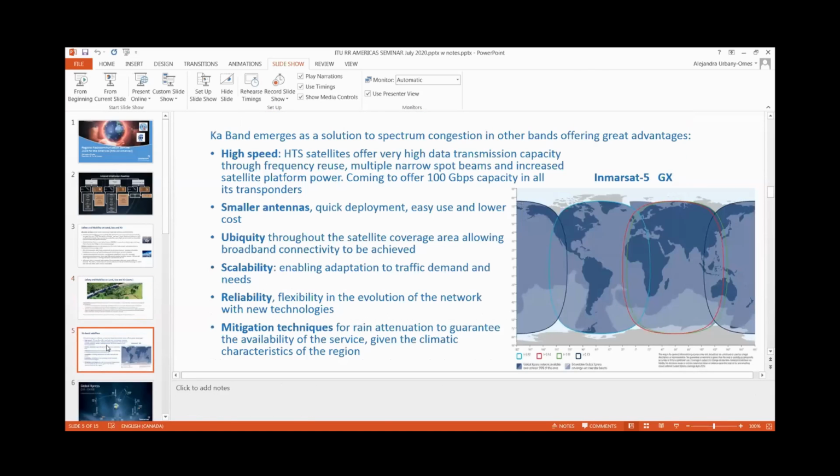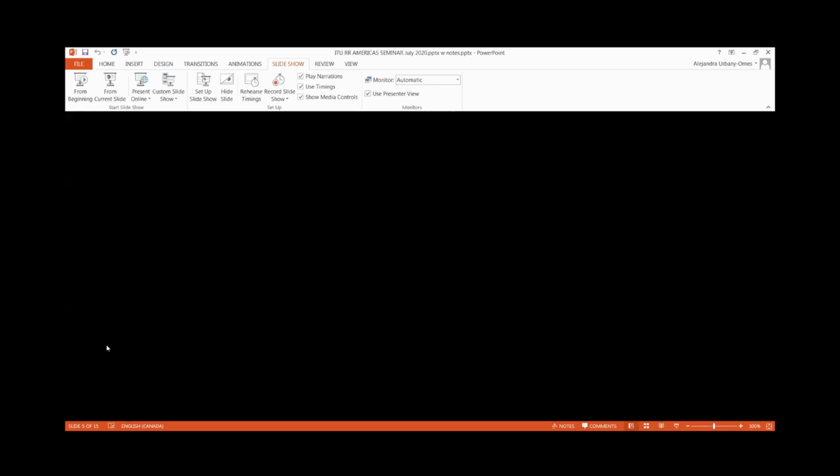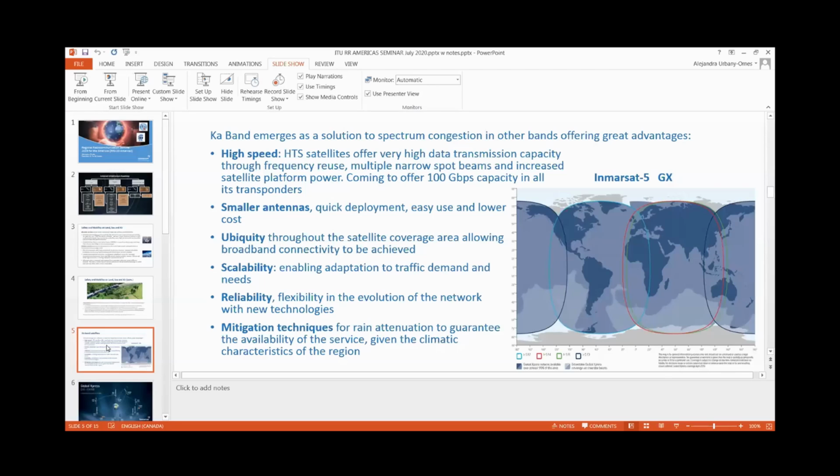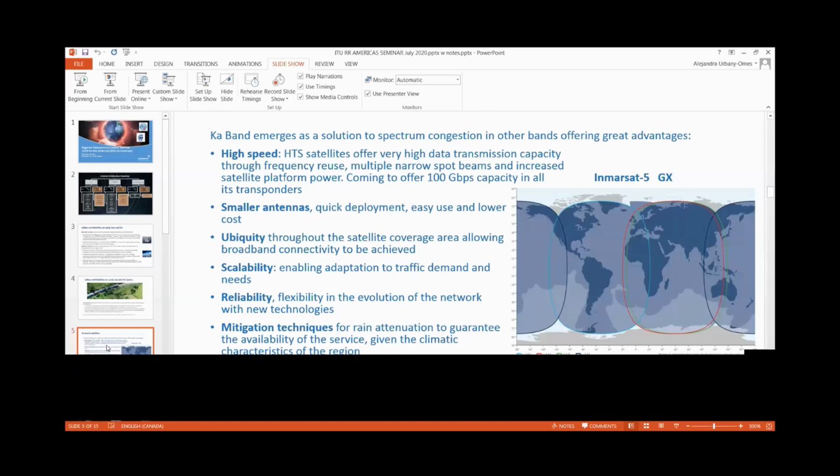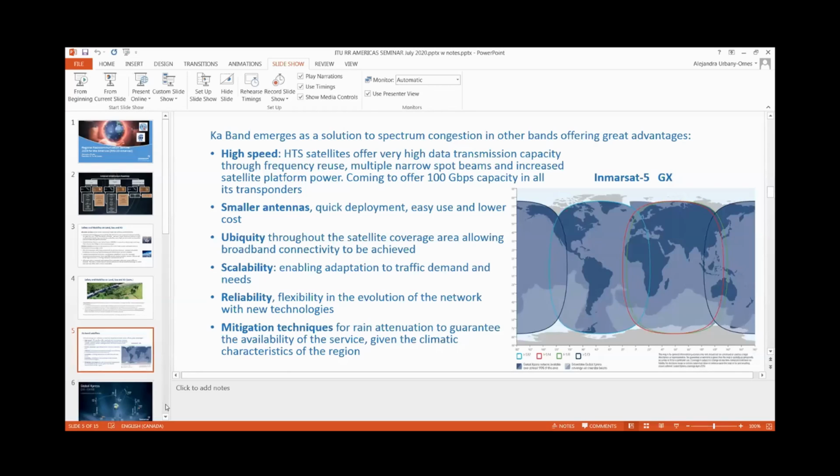As I mentioned, and as Nigel mentioned at the very beginning, the frequencies are now in K-band, and we're going to Q and V. In the K-band, we have solutions for spectrum congestion, and the advantages as we see here. I'm not going to go through all of this because we have explained it yesterday and today: high-speed data, smaller antennas, ubiquity, reliability, and mitigation techniques for rain attenuation to guarantee availability in the region.